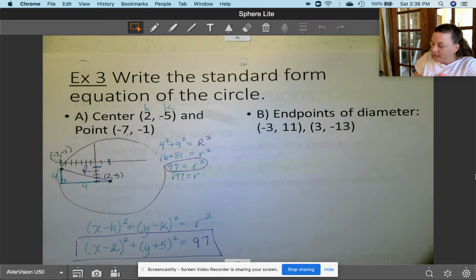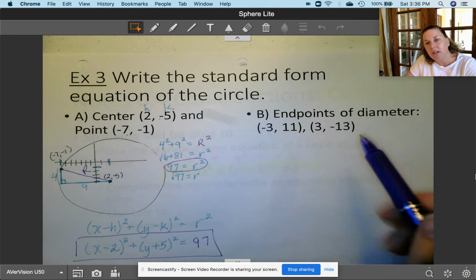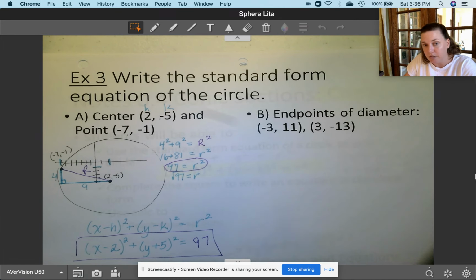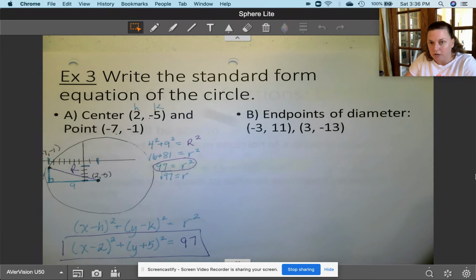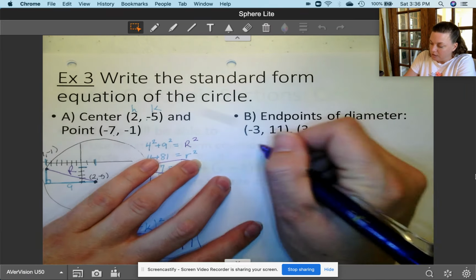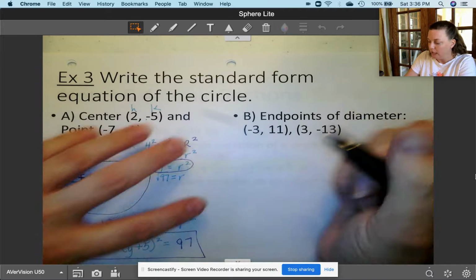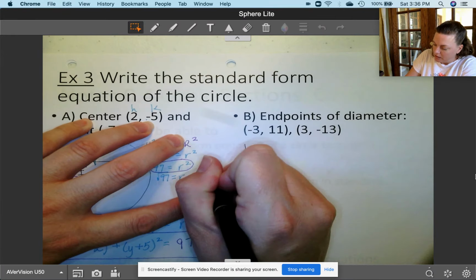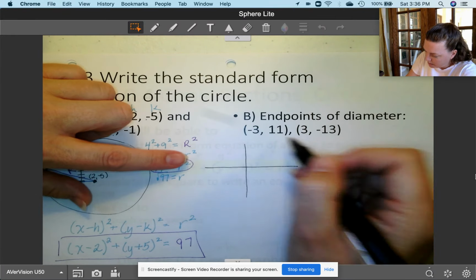Okay, so again, same idea with letter B. Here they're just giving us the endpoints of a diameter. So this one is very interesting. Again, I want to draw a picture. So I'm going to make a wee little sketch. It's pretty ugly here, but I'm going to go ahead and do this.